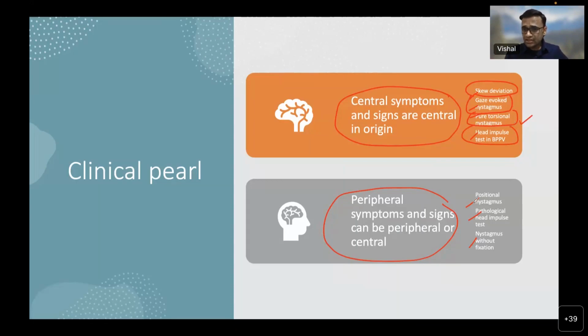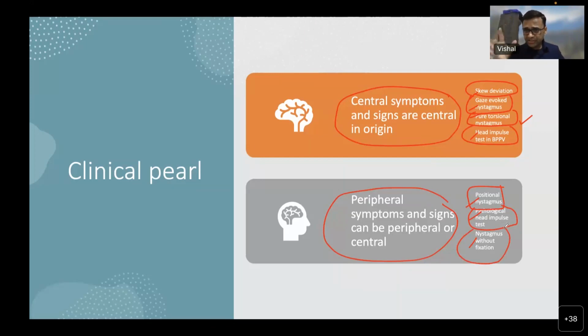Now, let us see, there are certain peripheral signs which are seen in central disorders. For example, positional nystagmus. By and large, we know that positional nystagmus is seen in peripheral, but it can be seen in central etiologies like vestibular migraine and stroke. Pathological head impulse: we know that patients with vestibular neuritis have a pathological head impulse, but it can be seen in stroke patients. Nystagmus without fixation, we know it is due to peripheral causes, but it can be seen in central etiologies.